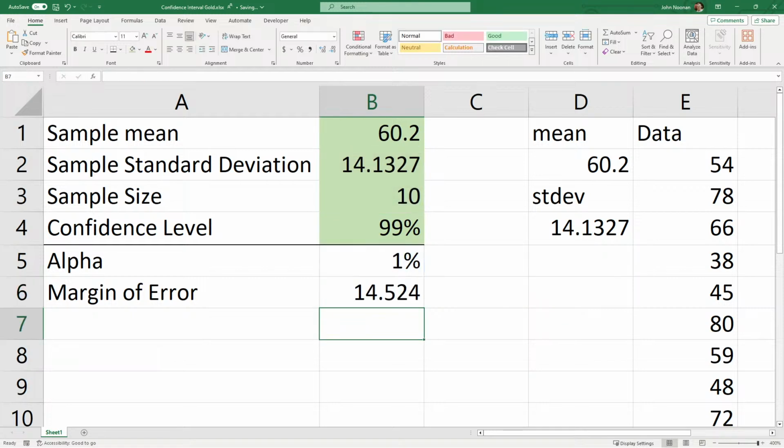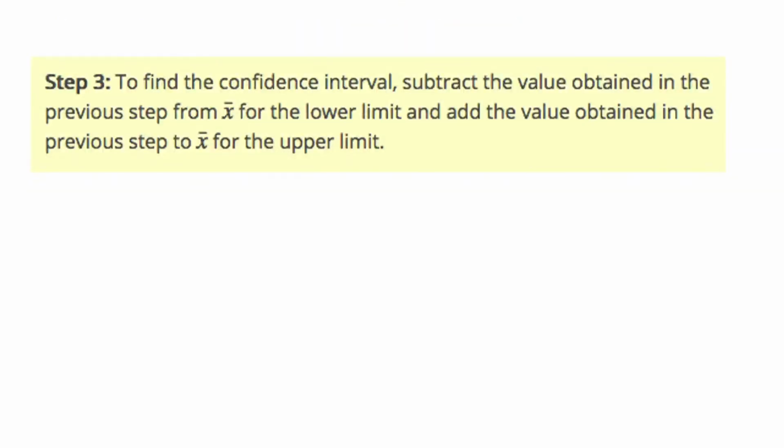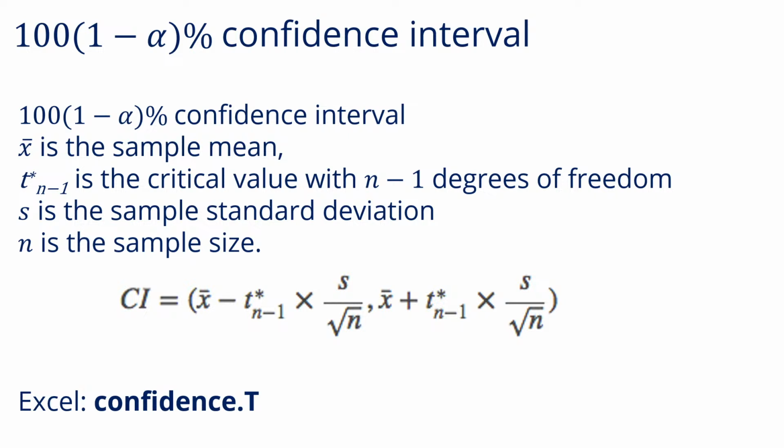Now, what does CONFIDENCE.T do? I know, it doesn't look like it did much at all. Let me back up for a sec. It does all of this stuff right here in one fell swoop. It takes that standard deviation, it takes that sample size, and it computes the value of t star, which is probably around 2. Wait, for 99%, it's probably around 3.